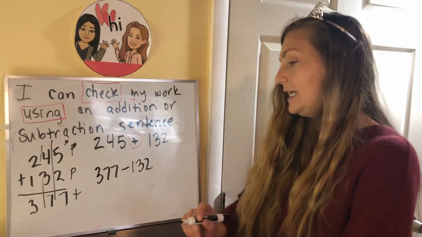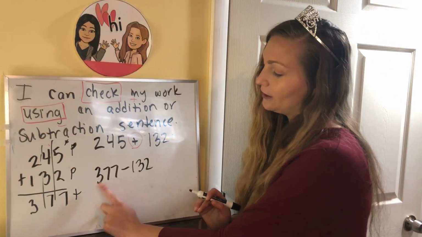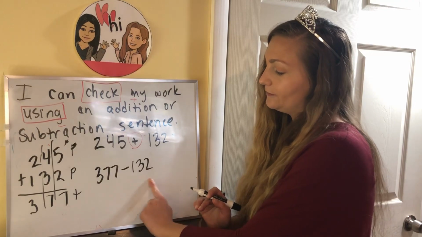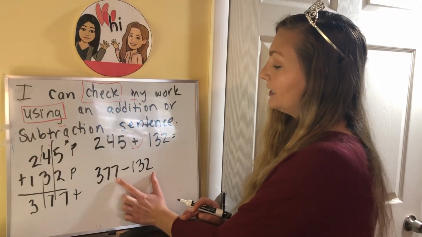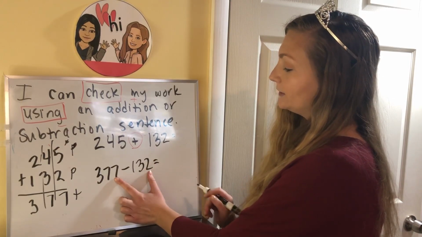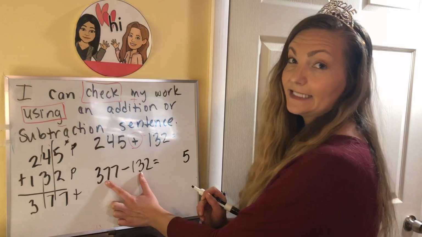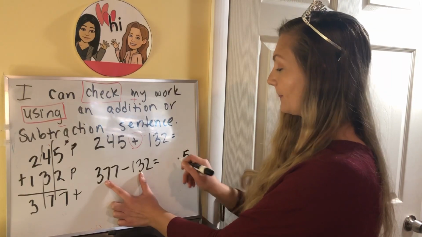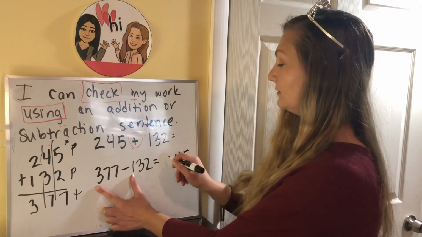So now I'm going to take away, and I think I'll use mental math here because it looks like all the numbers here are big enough that I can subtract all of these with no regrouping. So I'm going to just use mental math to check my work. 7 ones take away 2 ones, 5 ones. 7 tens take away 3 tens, it's 4 tens. 3 hundreds take away 100 is 2 hundreds.